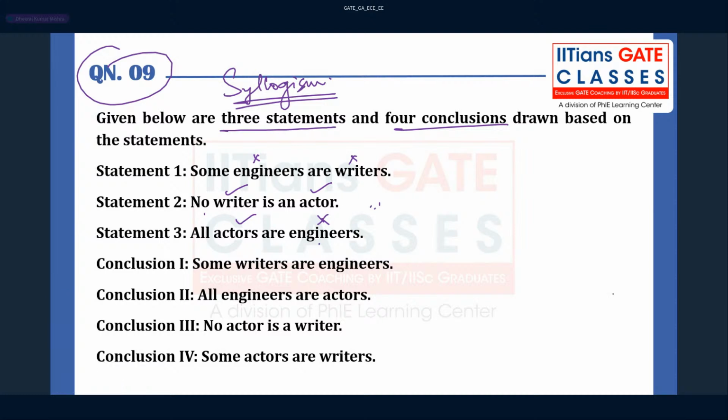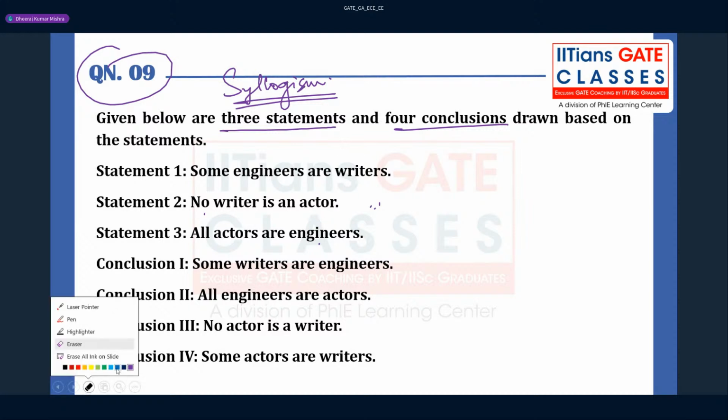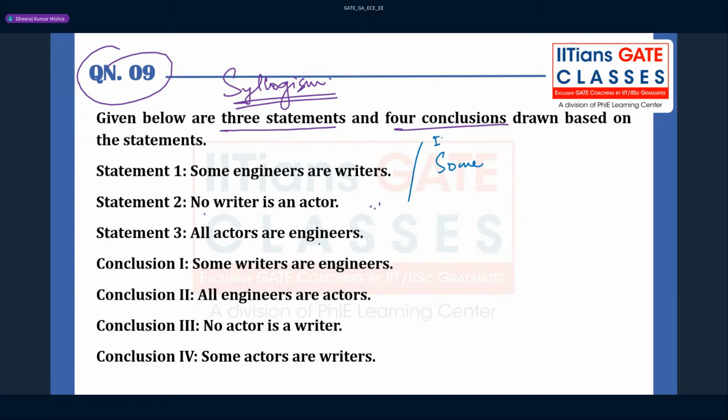Yes. So if you take a look here, guys, first of all, you should go for two sorts of conclusion. We have two sorts of conclusion: one is the immediate conclusion, and one is the main conclusion. From statement one, you can say that some engineers are writers, or if you want to find the immediate conclusion, some writers are engineers, right?